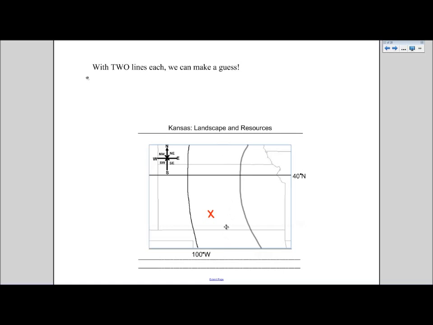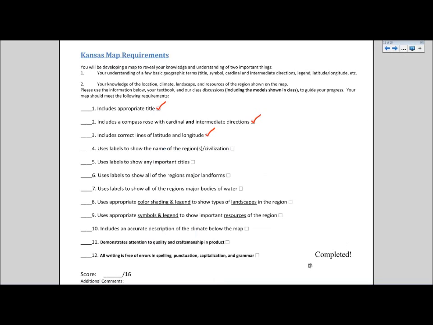Now that you can see the other line of longitude is 95 degrees west and the other line of latitude is 36 degrees north, we can make a better guess at where that buried treasure is located. Now what do you think the coordinates are? All right, turn your page over and check off that task. It is complete. Can I get a volunteer to read our next task?